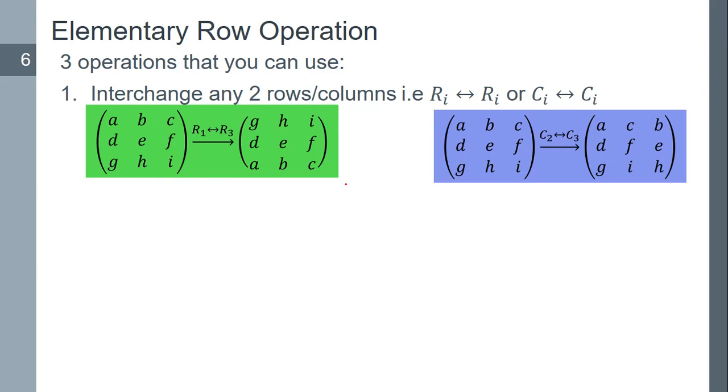So you have a new matrix. My row 1 and row 3 are interchanged. My second row is untouched. And how about this one? When I interchange my C2 and C3, I interchange both of those columns.